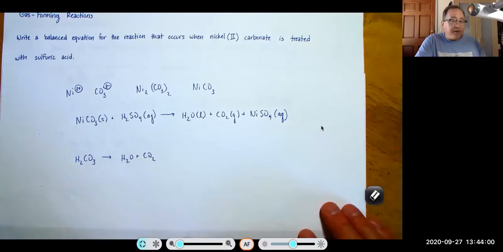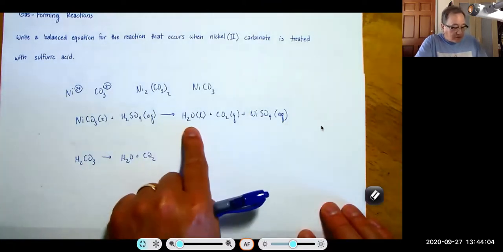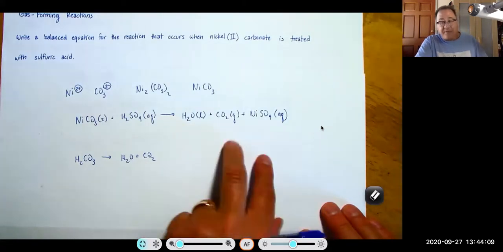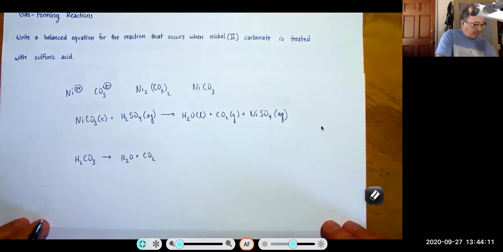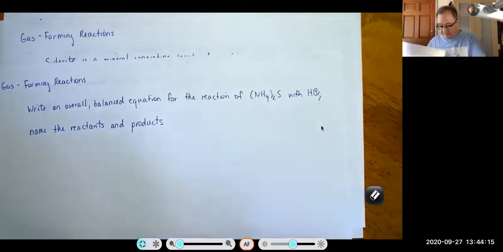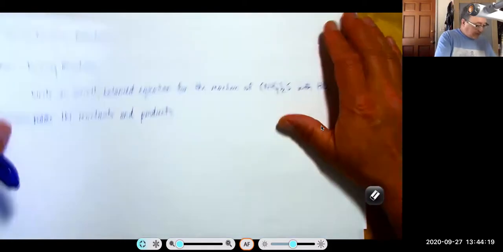Now, in the previous examples, we put the metal salt first, and then H2O and CO2. Does the order matter? Absolutely not. Okay. Let's take a look at some more examples here. We have two more.